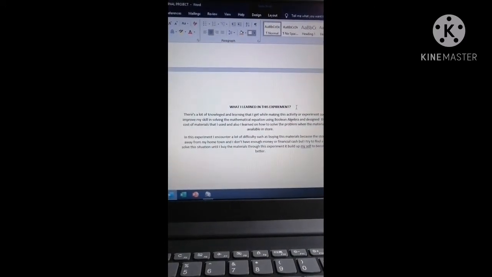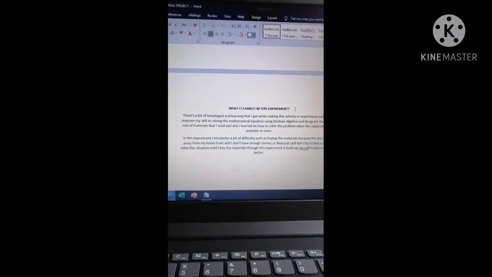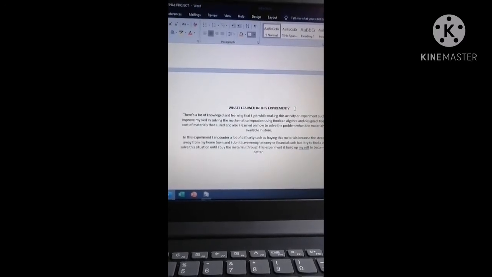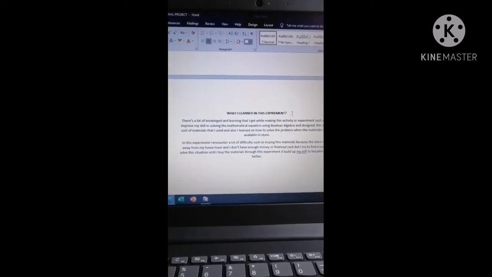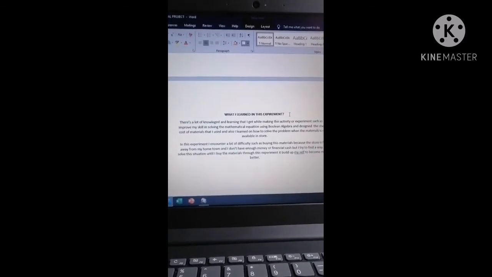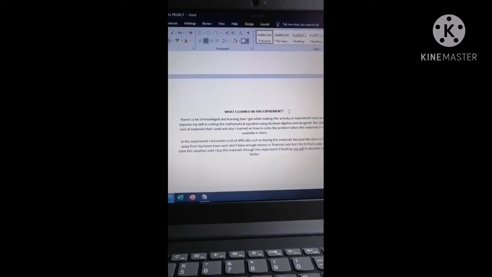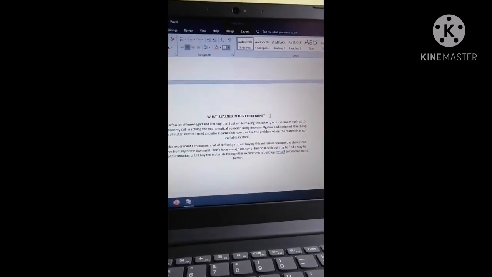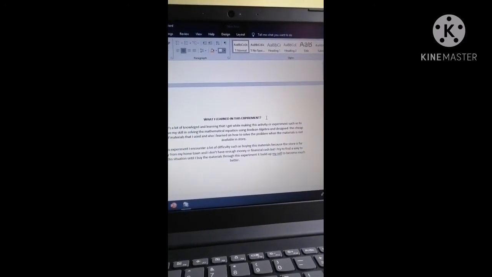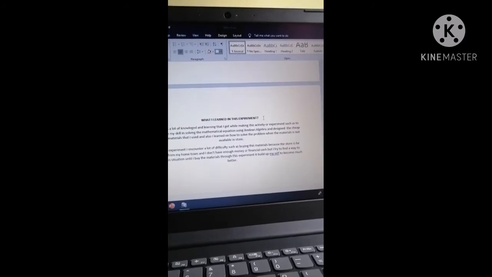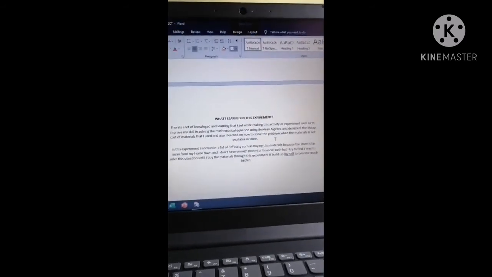What I learned in this experiment: there is a lot of knowledge and learning that I got while making this activity, such as improving my skills in solving mathematical equations using algebra, and designing at a cheap cost of materials. I also learned how to solve the problem when the material is not available in the store. In this experiment, I encountered a lot of difficulties, such as buying the materials because the store is far from my hometown and I don't have enough money, but I tried to find a way to solve this situation until I bought the materials. Through this experiment, it built me up to become much better. Thank you.